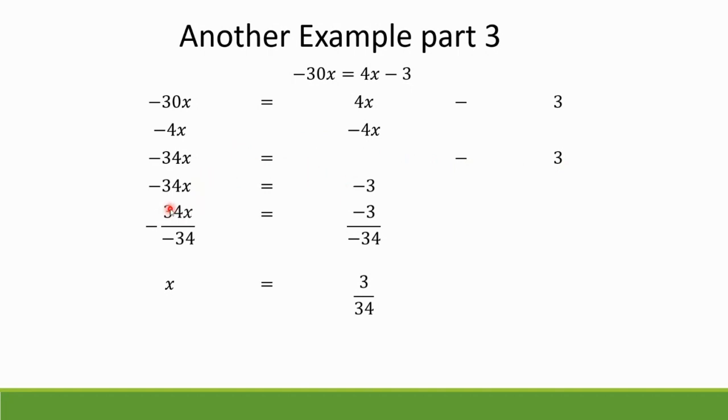And so then we want to get x all alone. So we divide both sides by negative 34, because then these are going to cancel. We get x all alone on the left, and x equals 3 over 34. That's our solution. Are there any questions on that?